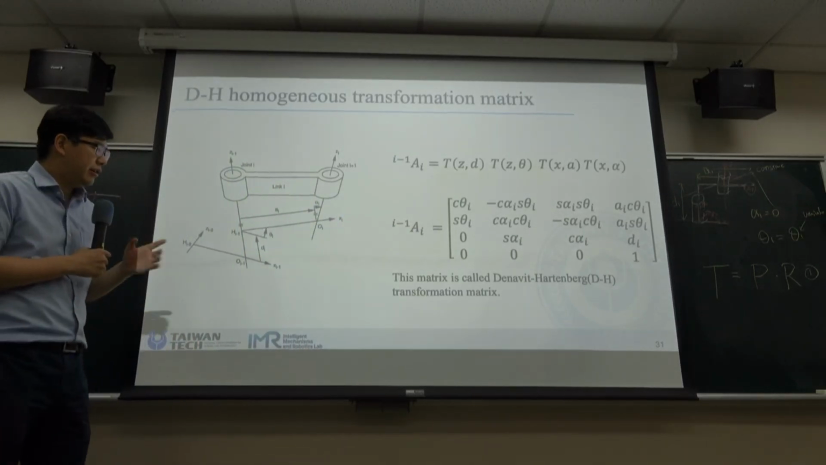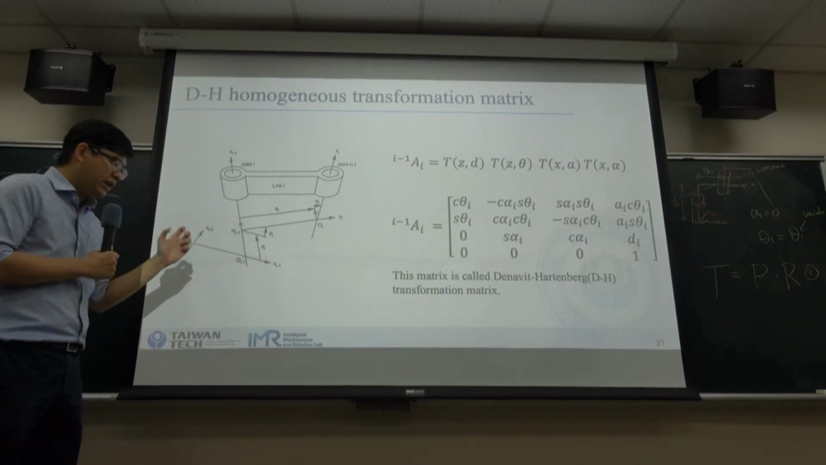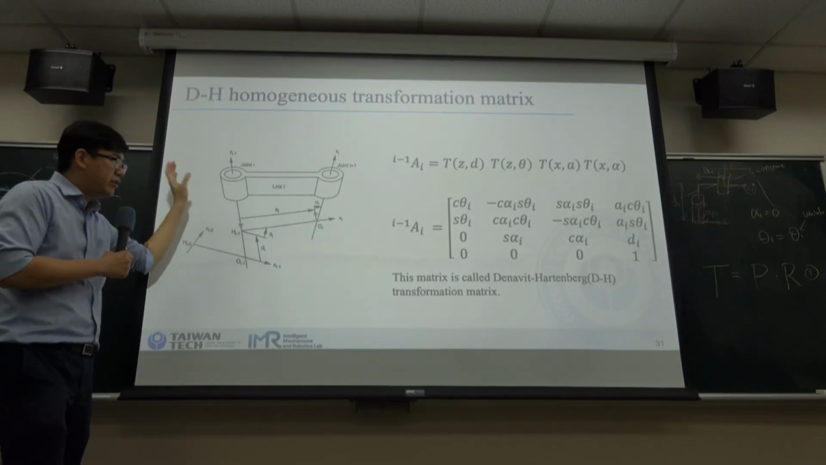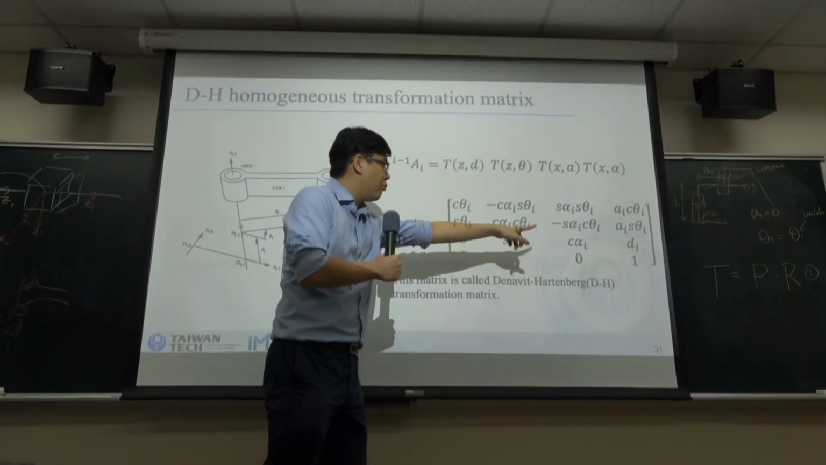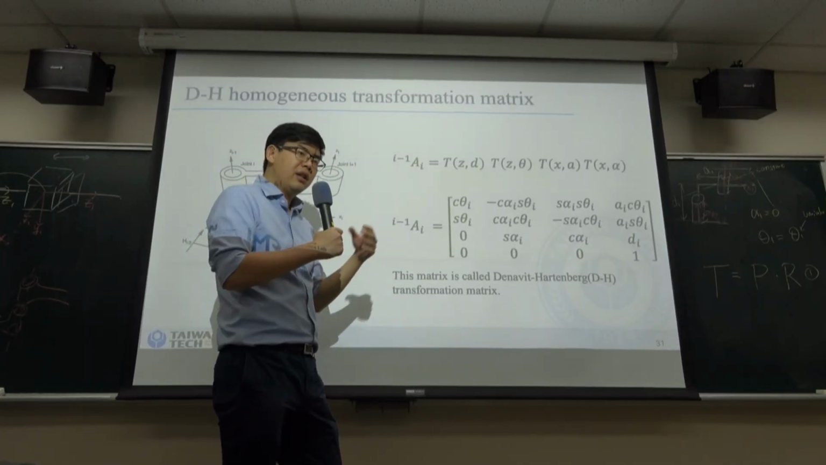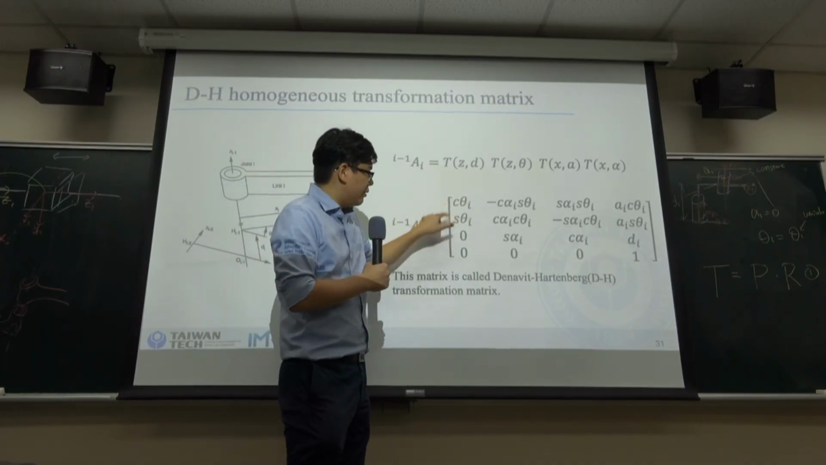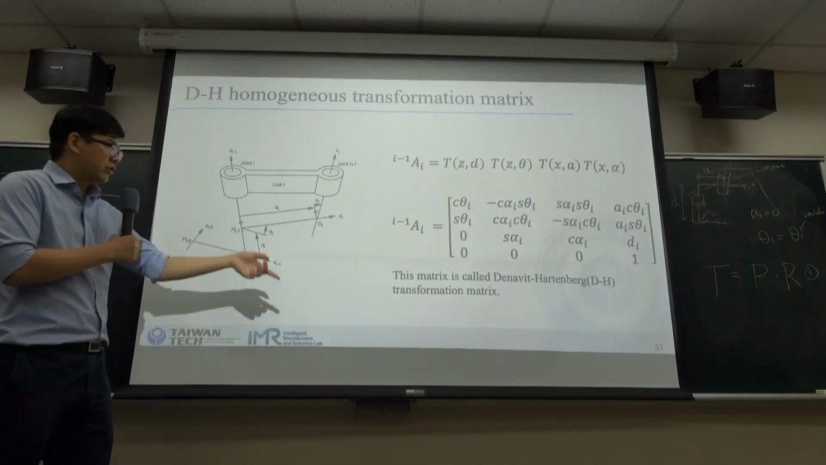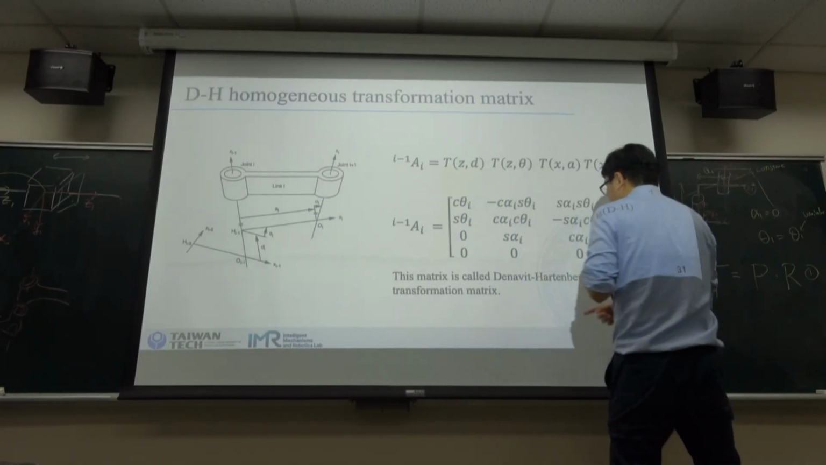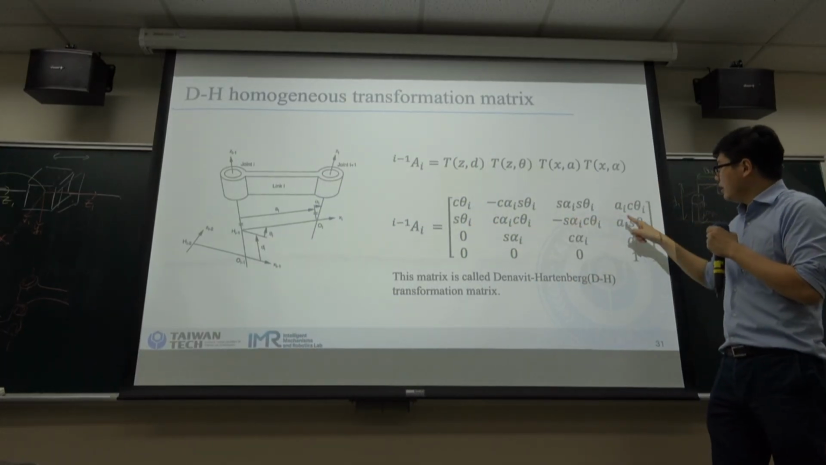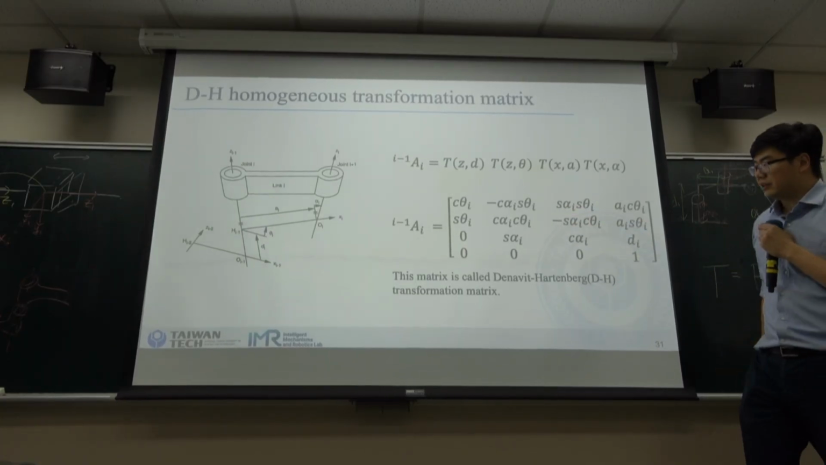So for a typical robot, if you set up your DH conventions and you get your DH parameters, then you can directly substitute the parameters into this homogeneous matrix. Then you will get the relationship between the two frames. So this is the DH transformation matrix. You have these four DH parameters: theta, alpha, D, and A.